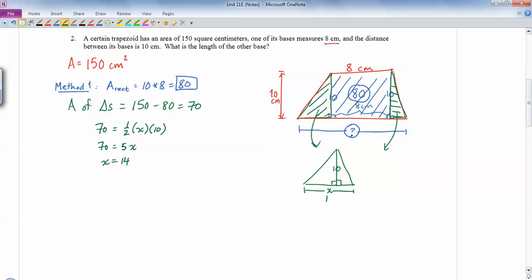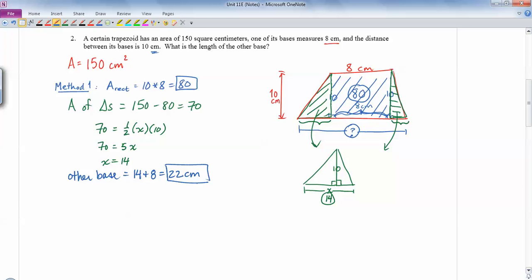So this is 14 right here. Well, remember the 14 is really this plus this. That's 14. And I have 8 more in the center. So the whole base here is 14, the green parts, plus the 8 in the middle. So the other base equals 14 plus 8, which is 22. And in this case, we're dealing in centimeters.